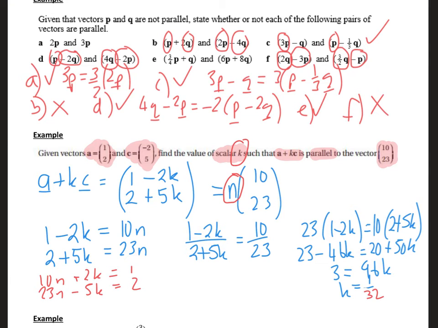Yeah, so let's talk through those steps again. We wrote down what A plus kC looks like. Now I know it's parallel to (10, 23), so it's not equal to (10, 23). It's equal to (10, 23) times a number. So it's 10n and 23n. Now I could have used any letter I wanted. I just thought of n. I could have used B. I could have used any letter in the world. I could have used a Greek letter, if you like the Greek alphabet.